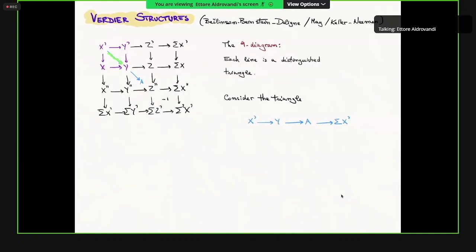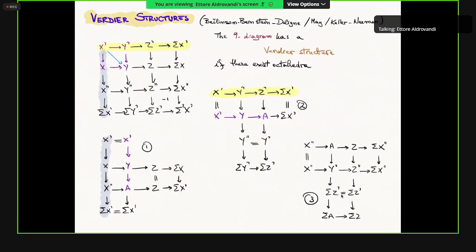So you can consider this morphism, this diagonal morphism here, and then you can complete it to a distinguished triangle. And so we say that this 9 diagram has a Verdier structure if essentially this arises from a combination of 3 octahedra. This is a kind of technical point. I'm not expecting that people will be able to follow, but this is just to point out that there could be extra structures that are embedded in these kinds of diagrams.